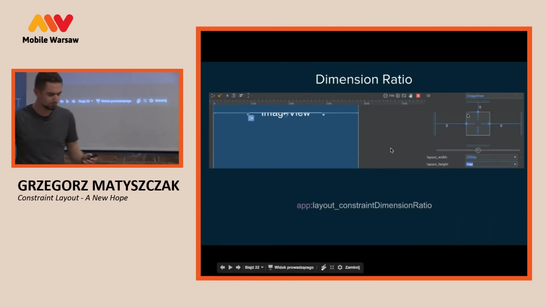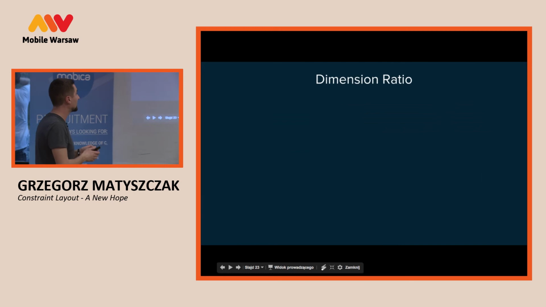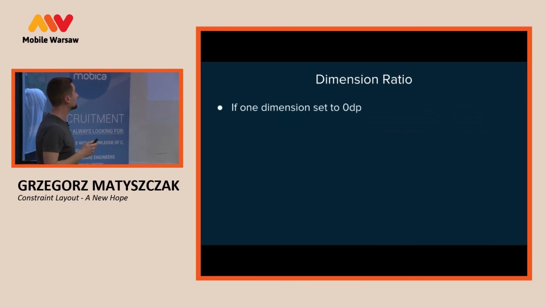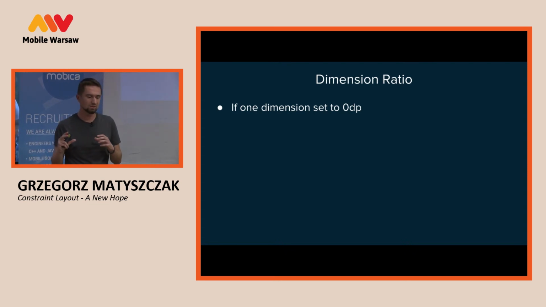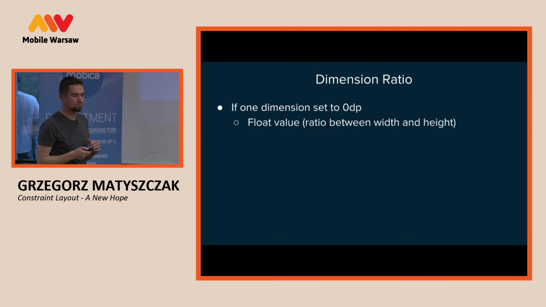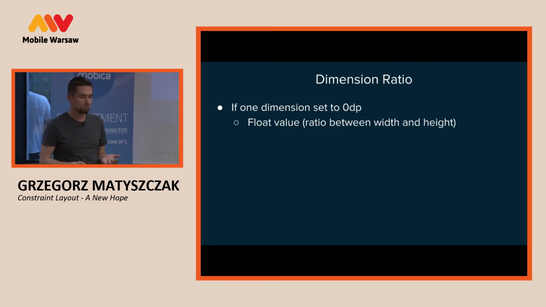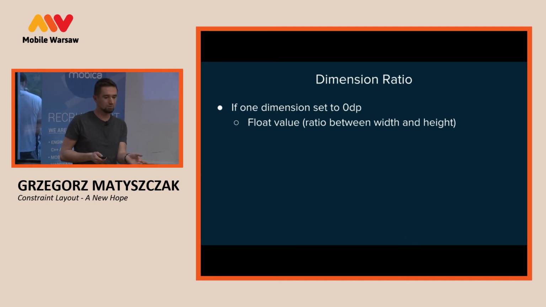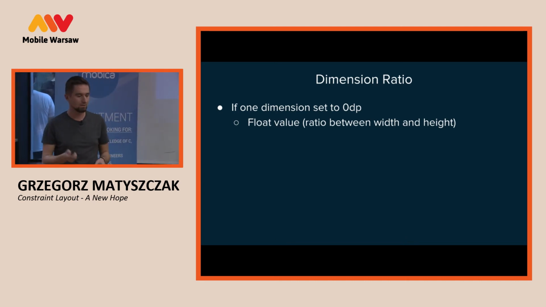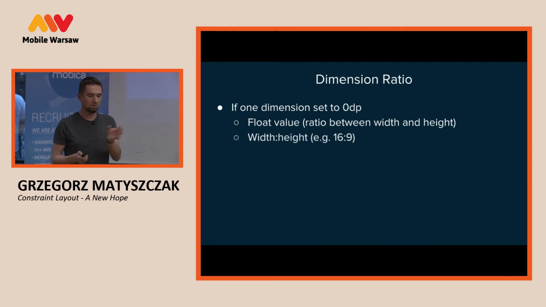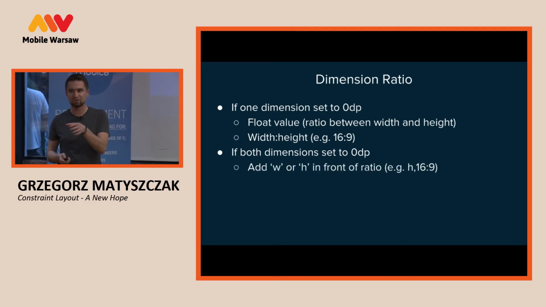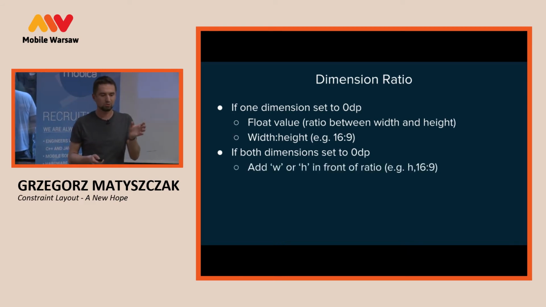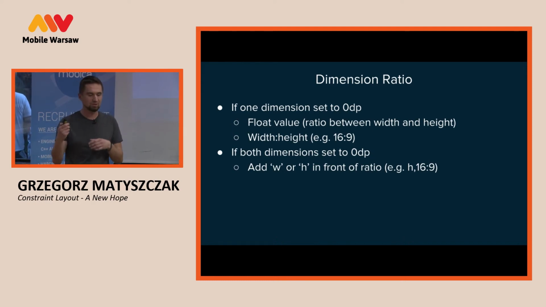And we can actually have 3 ways of setting dimension ratio. For example, we can have a view that has only one dimension set to match constraint. Then we can use only a float value because we know which dimension we want to change. So it will be a float value, and it's going to be a ratio between width and height. We can also set it as width colon height. Or as in the previous case, where we had both dimensions set to 0 dp, we need to put a letter which indicates which dimension we would like to change.